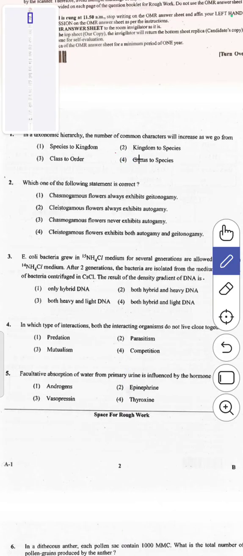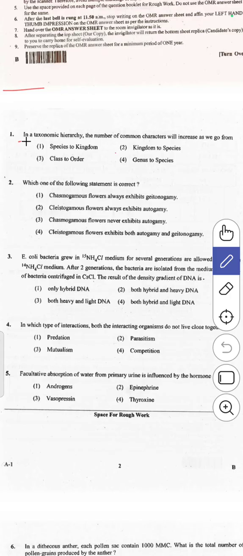So read out the first question. In a taxonomic hierarchy, the number of common characters will increase as we go from. So this is basically regarding the first chapter from first PUC. So the taxonomic hierarchy. So what are all the things we discuss in this taxonomic hierarchy? As we know regarding this taxonomic hierarchy, it begins from kingdom.